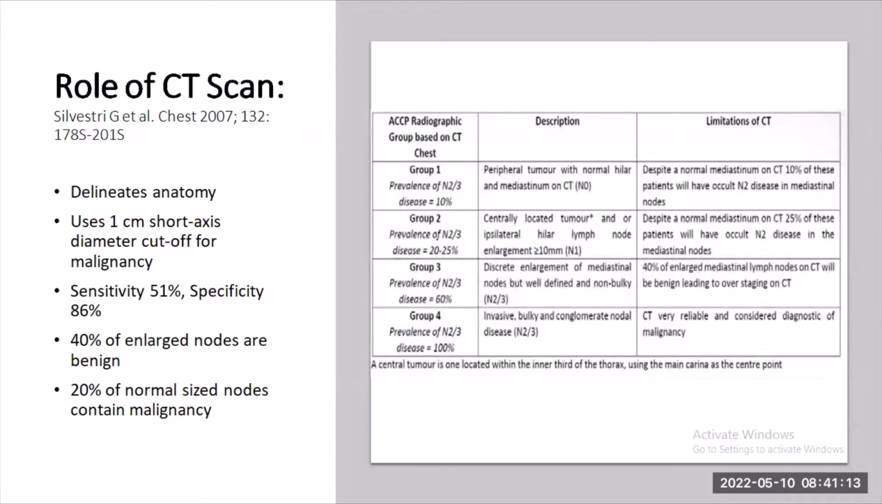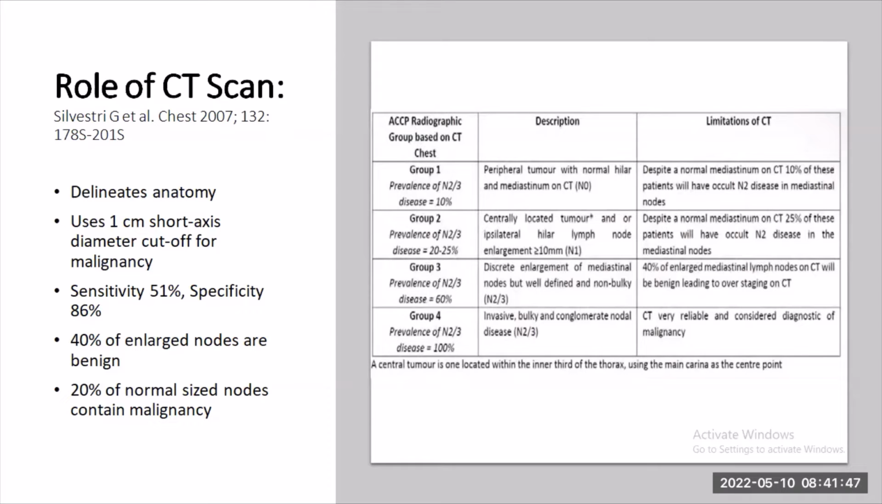Based on this, the American College of Chest Physicians, ACCP, has given 4 groups of CT scan findings. Group 1, where the patient presents with a peripheral tumor with normal hilar and mediastinum on CT scan, so N0 disease with a peripheral tumor. The chance that the patient has mediastinal N2 disease would be around 10% for these N0 patients.